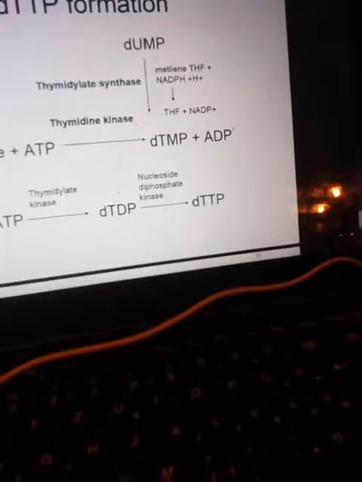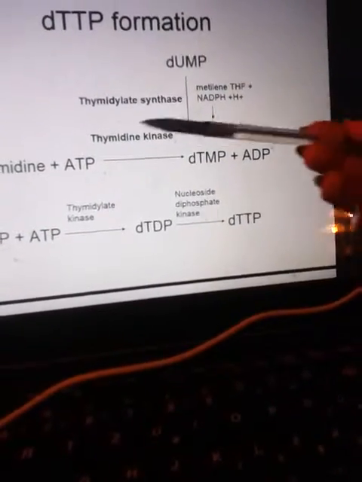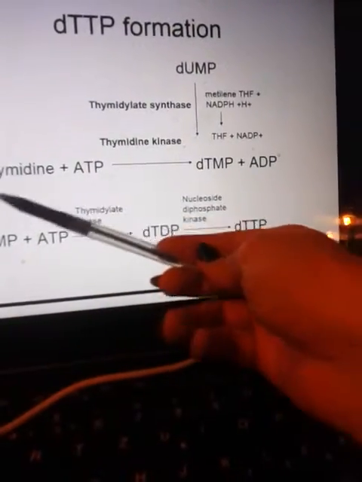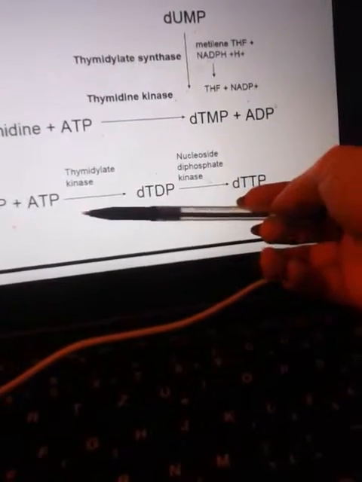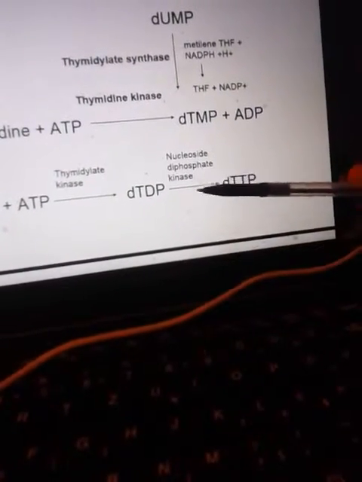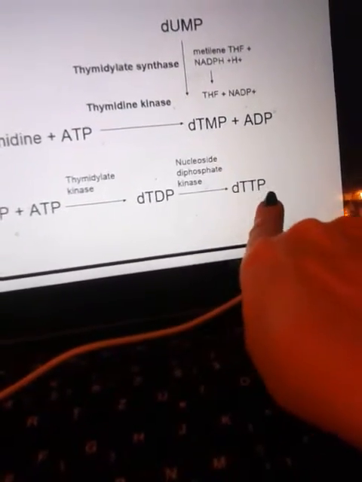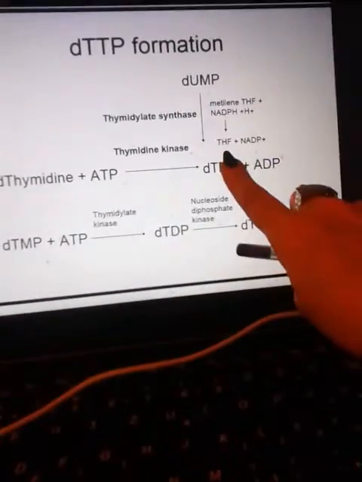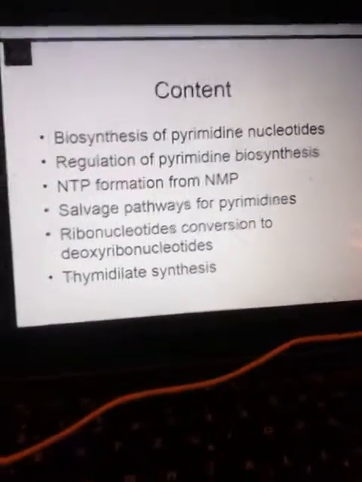The dTTP formation: dUMP produces dTMP plus DHF, that's thymidylate synthase. Then the thymidine kinase, the deoxythymidine to deoxythymidine monophosphate. This is thymidylate kinase. This is a nucleoside diphosphate kinase, and the TDP to dTTP, thymidine triphosphate. We need tetrahydrofolate, methylene tetrahydrofolate, NADPH. Everything could be affected here.